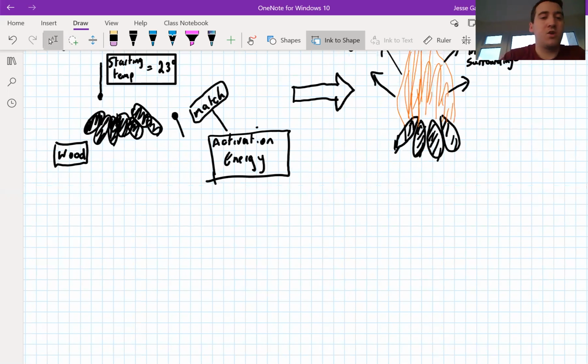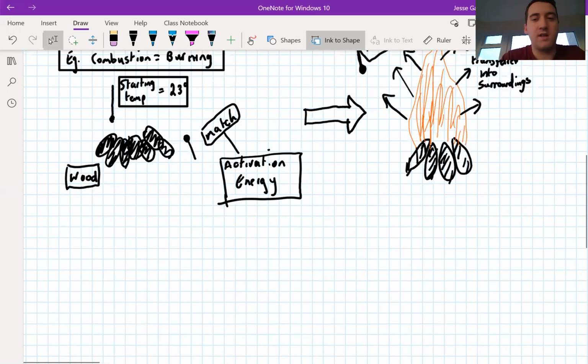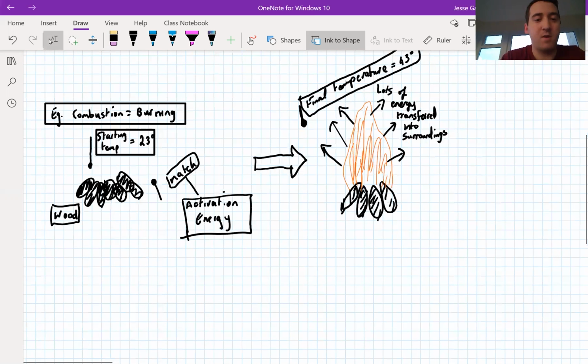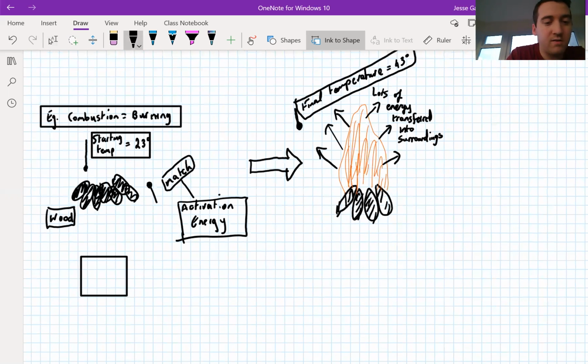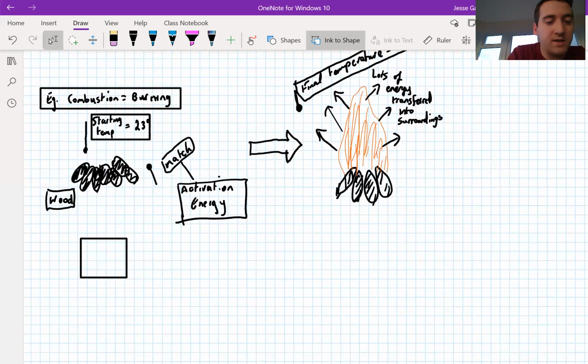Very quickly, if we take a look at this again, the before and after of the combustion reaction, if we were to represent the energy stores using these boxes. If we were to say that this is the energy of the system, the energy of the system at the start of the reaction here is high. There's a lot of energy in the system.